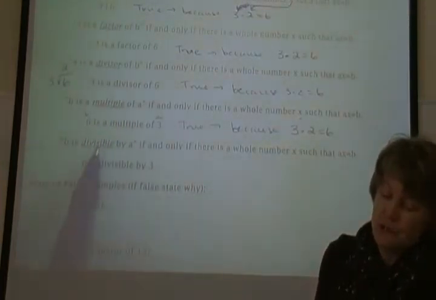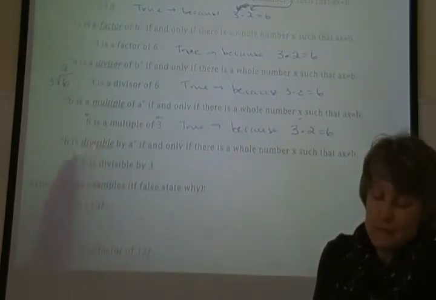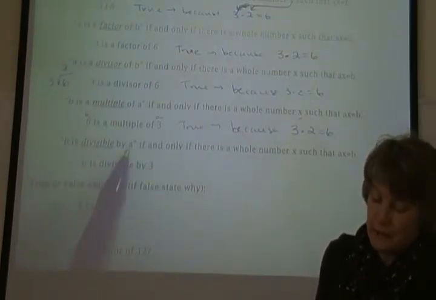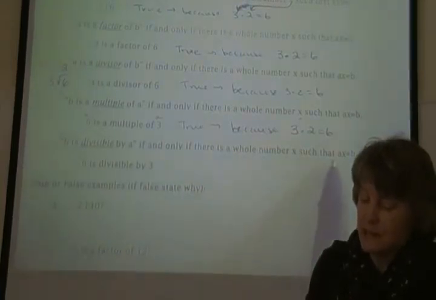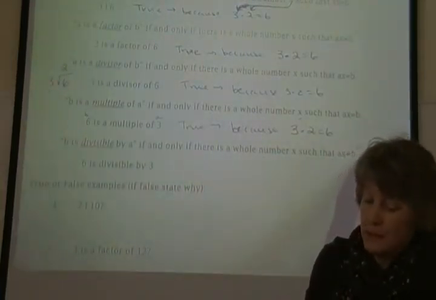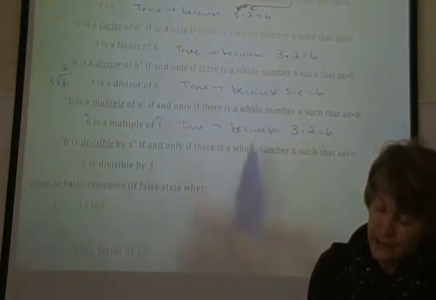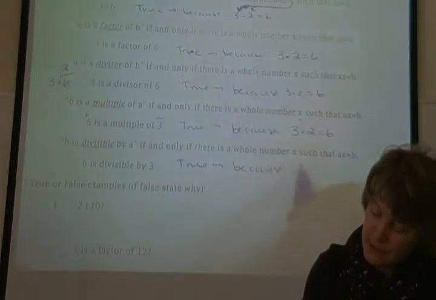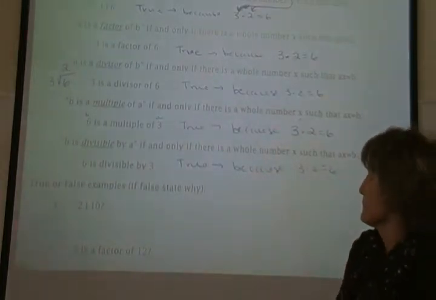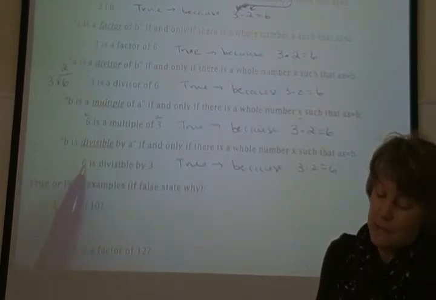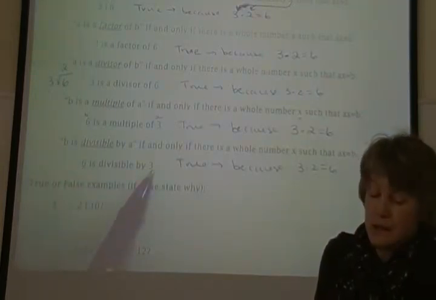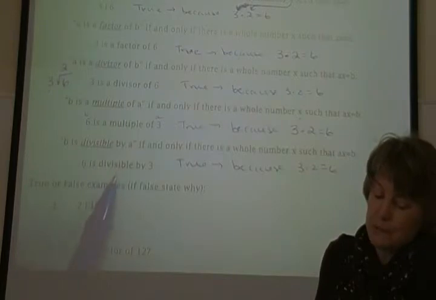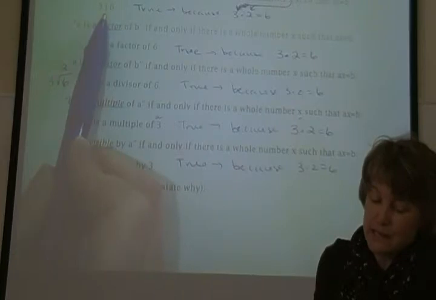And the same is true if you're going to use the word divisible. B is divisible by A if and only if there's a whole number x such that A times x equals B. 6 is divisible by 3 is true because 3 times 2 is 6. The larger number is B, the smaller number is A. So if you want to use the words multiple or divisible, you start with the larger number. If you want to use the divides or the divide symbol, factor or divisor, you start with the smaller number.